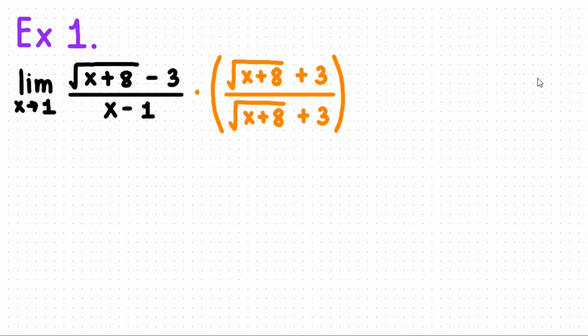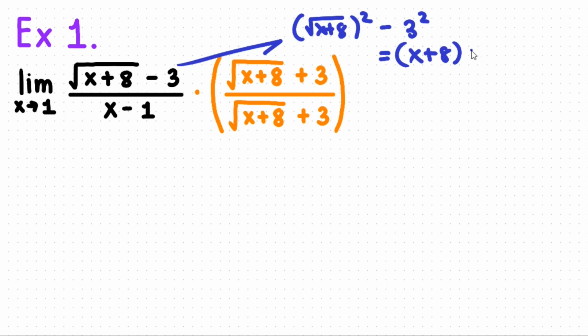So upon multiplying that in the numerator, we'll have here the square root of x plus 8 squared minus 3 squared. So when simplified, this is x plus 8 minus 9. So we have here that.